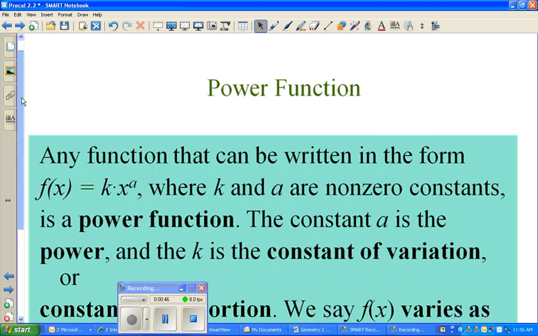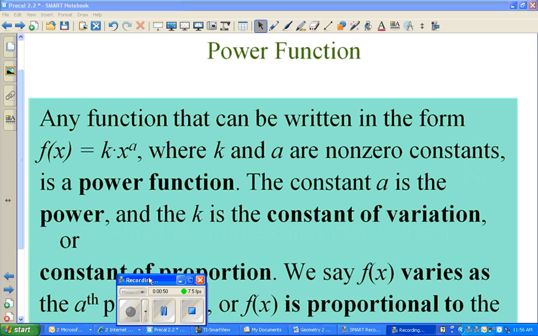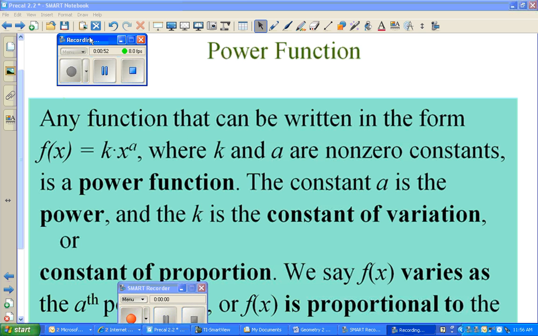First, the definition, and this should be in your notes. What is a power function? A power function is a function that can be written in the form f of x equals k times x to the a power. k can be any real number you want it to be: negative, positive, fractions, pi. And a can actually be any real number as well.